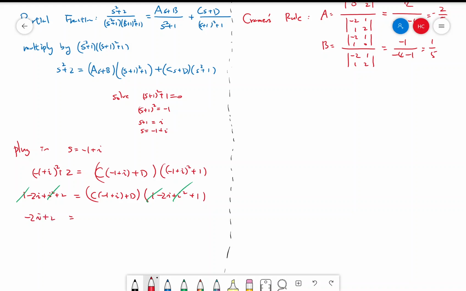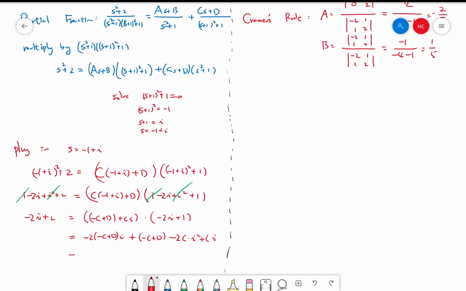And then this we can simplify a little bit. This is -c + d + ci, and this is equal to -2i + 1. And the right-hand side, we have to FOIL it out. So we get -2, (-c + d) times i, plus (-c + d), minus 2c times i^2, and plus c times i.